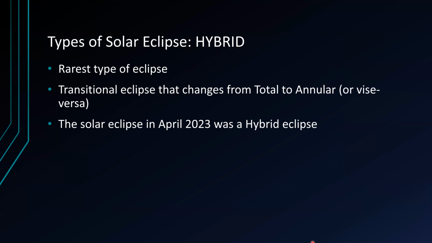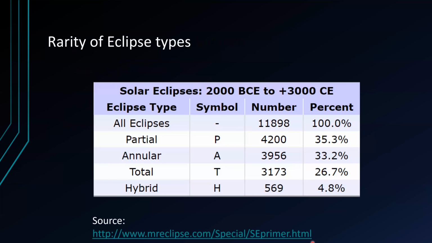The most recent hybrid eclipse was actually this April. The solar eclipse that went through the Australian and Pacific Islands was in fact a hybrid eclipse, although the majority of that eclipse was unfortunately over water. So, as I briefly mentioned, the hybrids are the rarest type of eclipse.